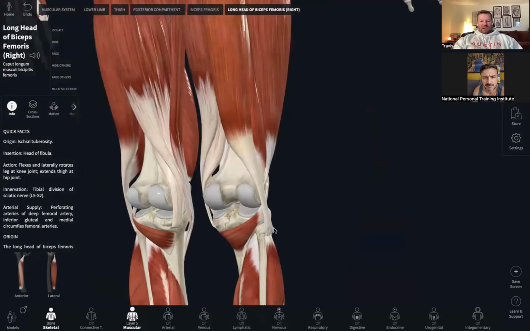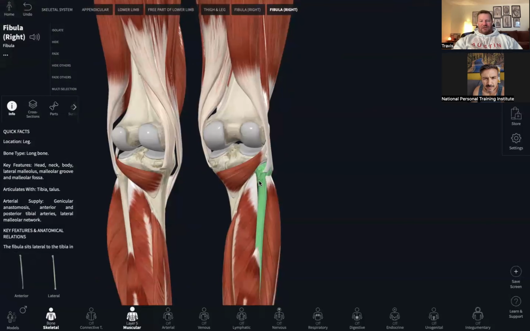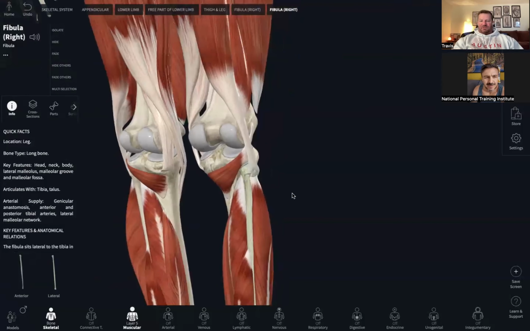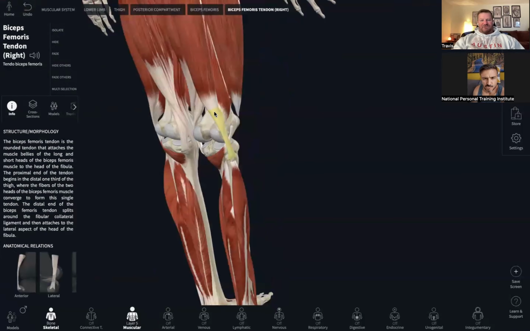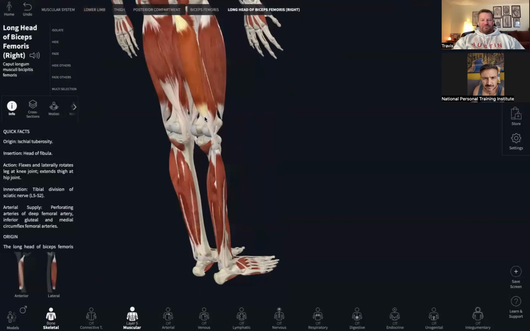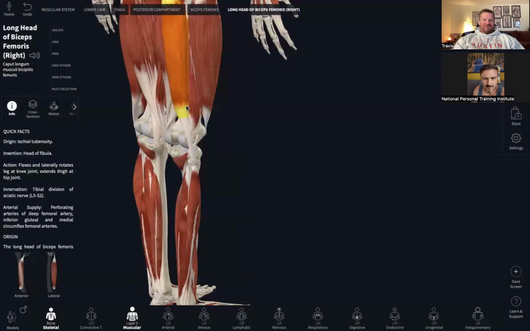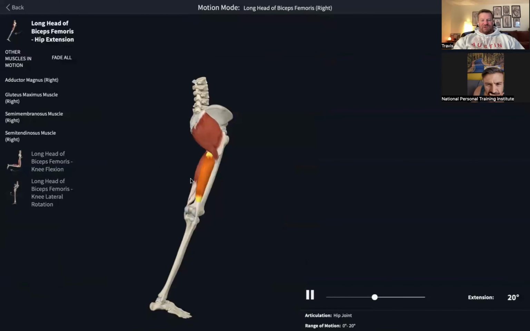Okay. So its insertion point is going to be on the fibula right here. How do you say that in Spanish? That's the one that changes the most. Fibula is called the peroné. Peroné. Okay. So that's going to be the lateral aspect of your fibula. That's where your biceps femoris, long and short head, inserts, because you have your short head right here, long head right here. The actions, it's going to go into hip extension.